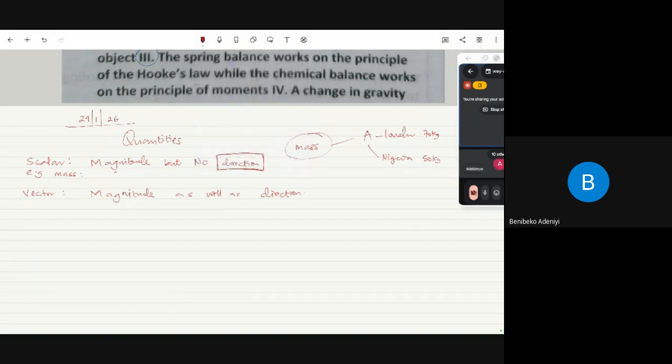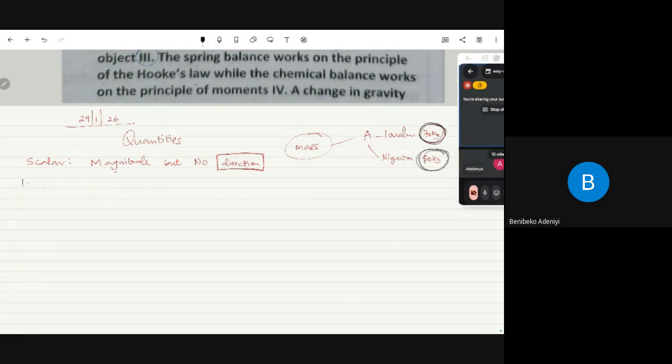So when we say mass, it only makes sense to describe it with respect to magnitude. Magnitude is the value, the quantifying value. This 70 kilograms is the magnitude, the value. This 50 kilograms is the magnitude, the value. Quantities that we can only describe with respect to magnitude are called scalar quantities. We have numerous examples, and I'm going to give you all the examples that will convince you.